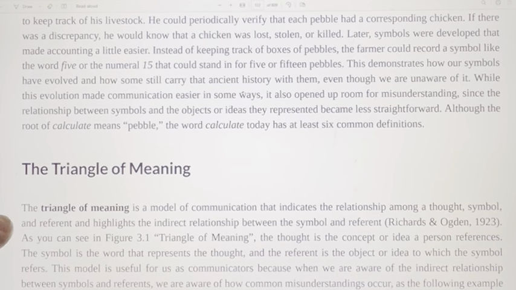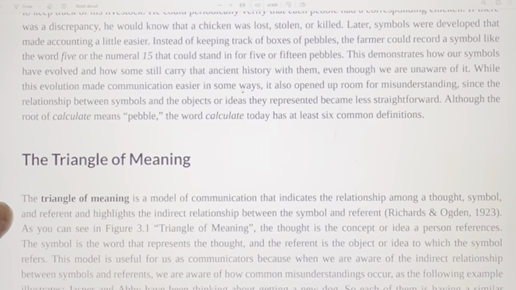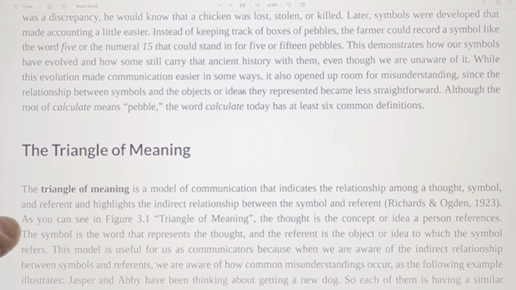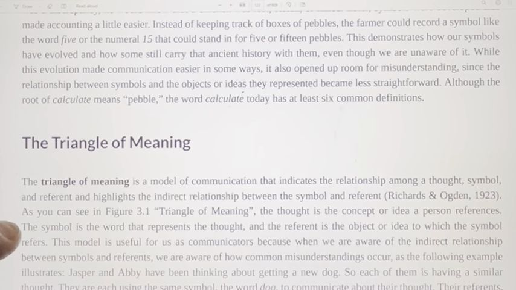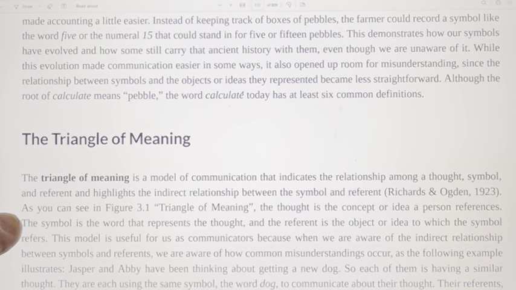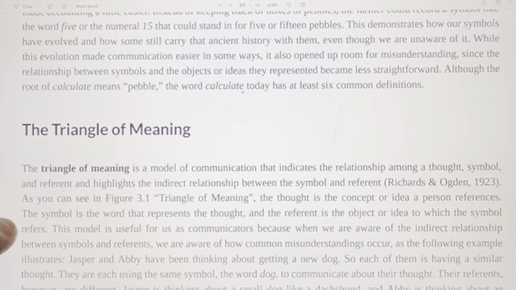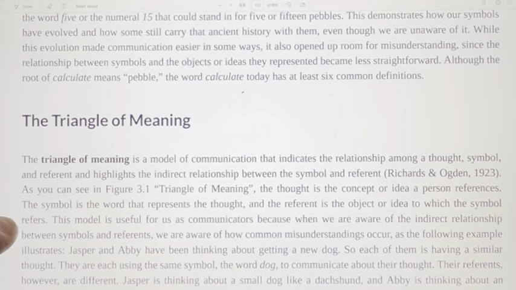Later, symbols were developed that made accounting a little easier. Instead of keeping track of boxes of pebbles, the farmer could record a symbol, like the word 5 or the numeral 15, that could stand in for 5 or 15 pebbles. This demonstrates how our symbols have evolved and how some still carry that ancient history with them, even though we are unaware of it.